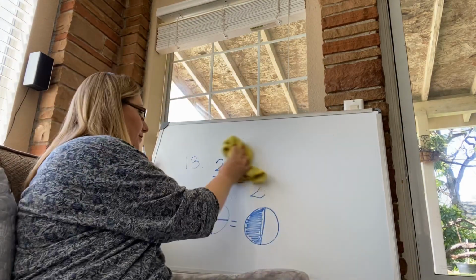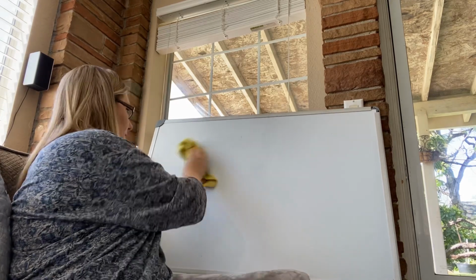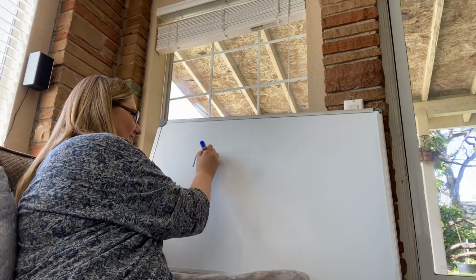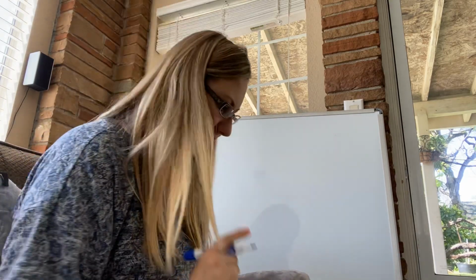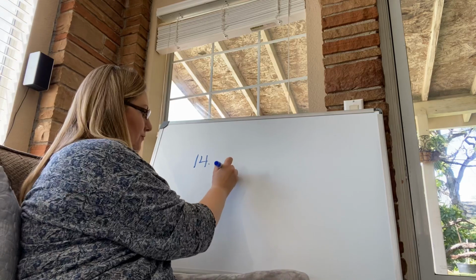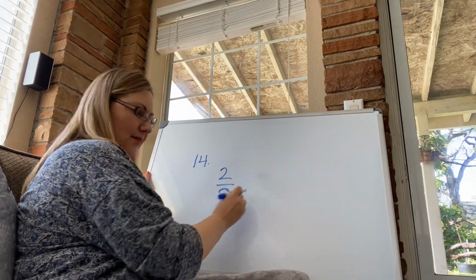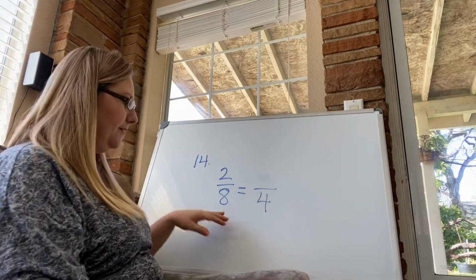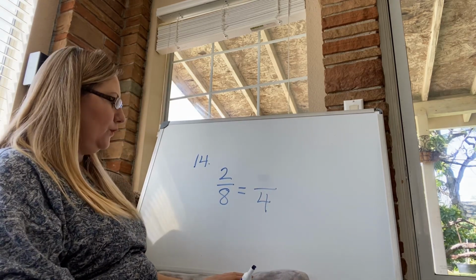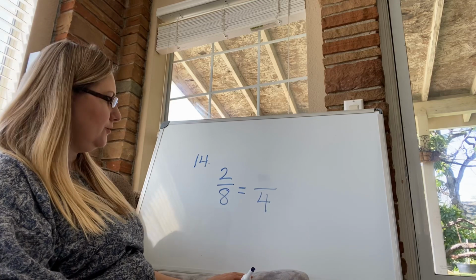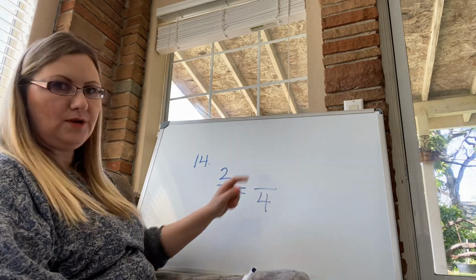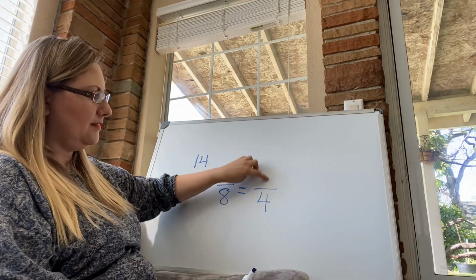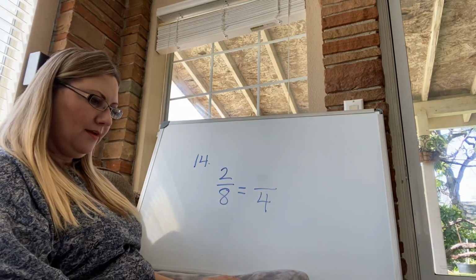Let's move on to number 14. We're still reducing fractions. So number 14, we have 2/8 equals, and they're going to give us the other denominator. Okay. Now, if you were to use the little trick I just showed you, you could divide 2 divided by 2 is 1, 8 divided by 2 is 4, and you would know that the answer to this is 1/4.